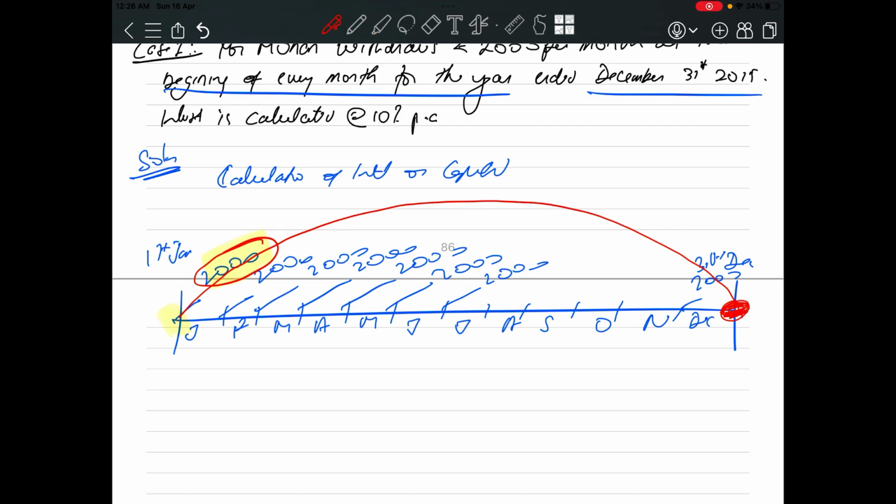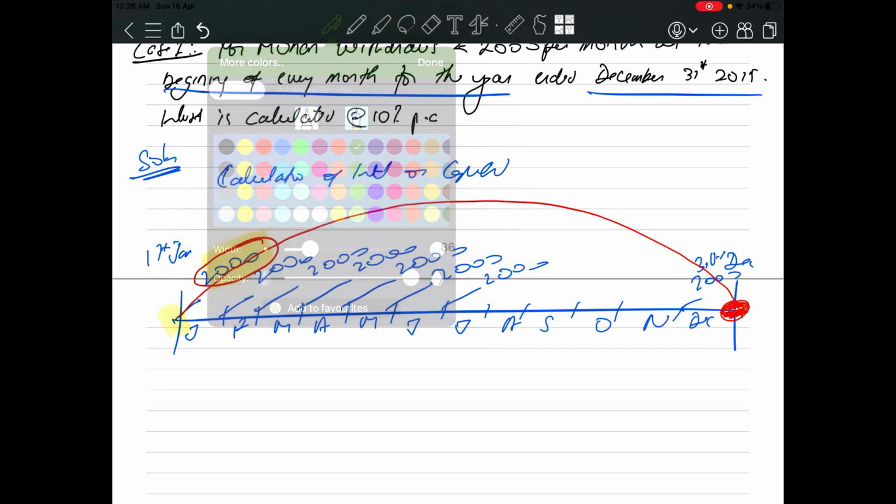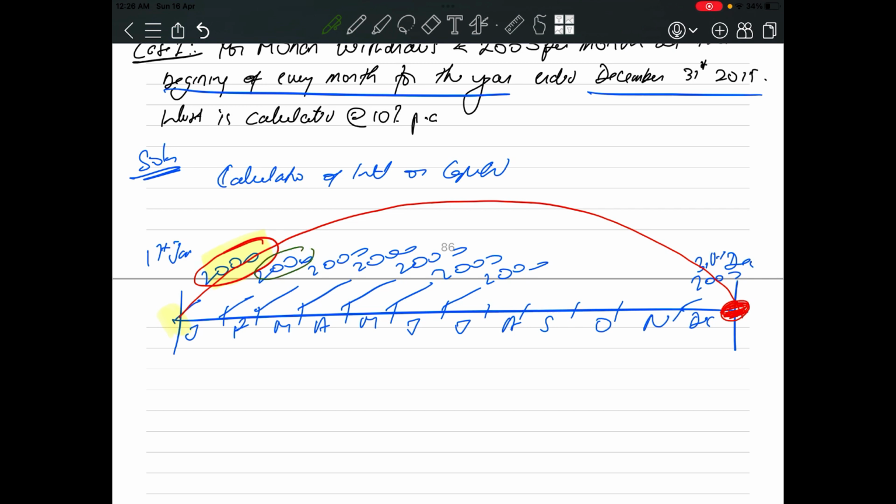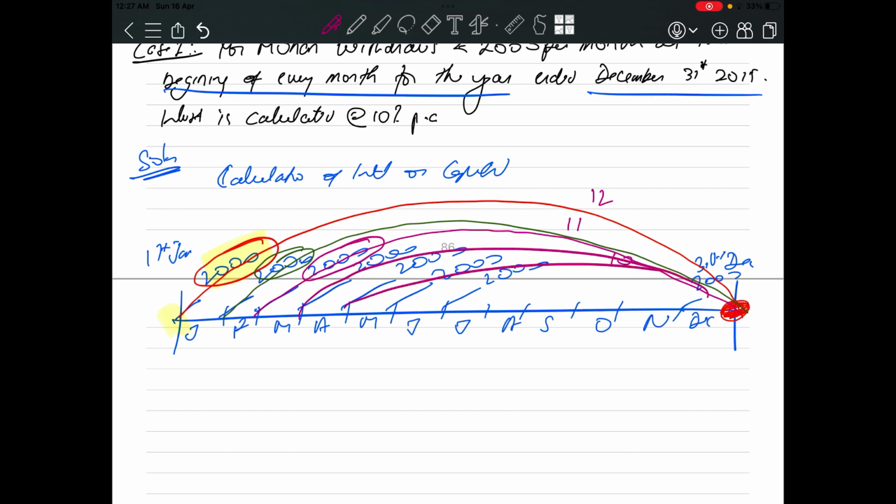Simple. Now similarly, he has withdrawn 2000 on 1st Feb. Now he'll have to pay interest for how many months? From February to December, 11 months. Again on 1st March he withdraws 2000, so he'll have to pay interest for 10 months, March, April, May, June, July, August, September, October, November, December. He'll pay interest for 12 months here, 11 months here, 10 months here, and so on. This will go on.